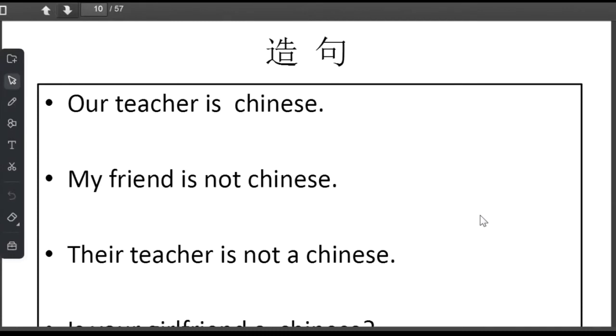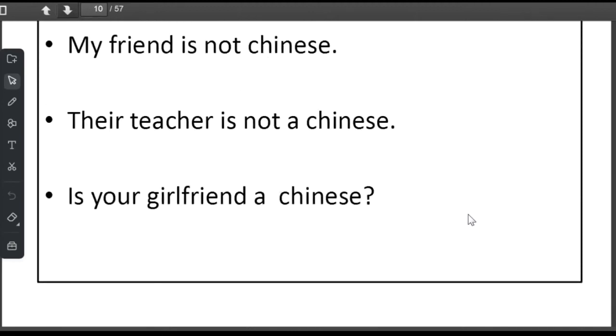Okay, now please let's make a sentence. My teacher is Chinese. 我的老师是中国人. My friend is not Chinese. 我的朋友不是中国人. Their teacher is not Chinese. 他们的老师不是中国人. Is your girlfriend Chinese? Girlfriend here, we say 女朋友. Your girlfriend is 你的女朋友.